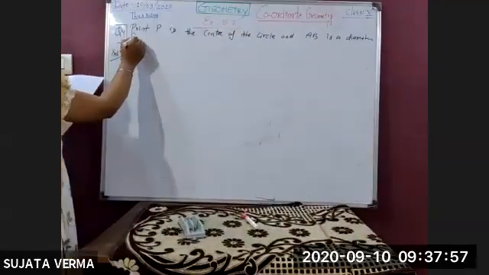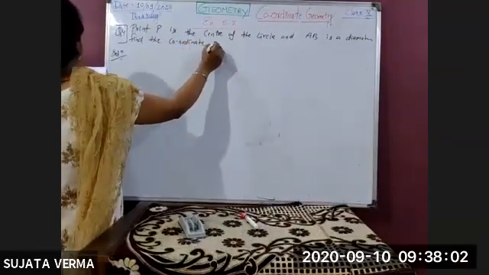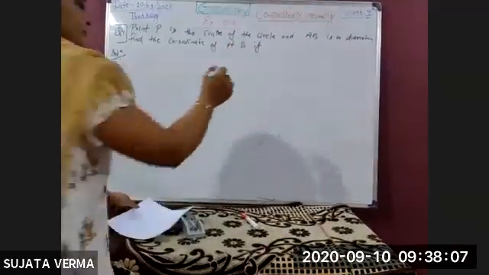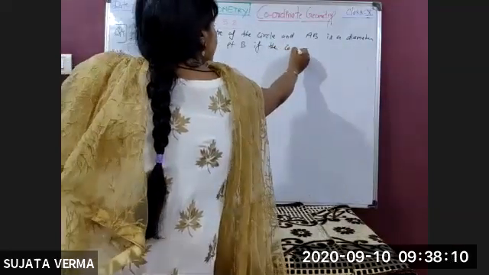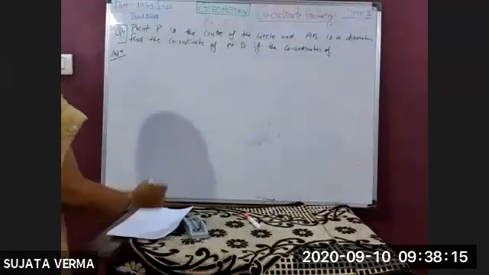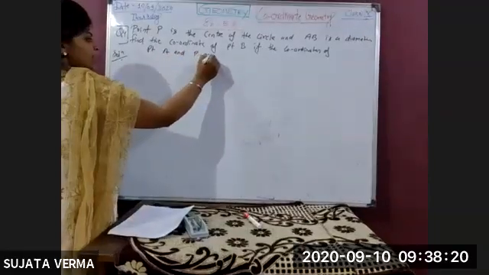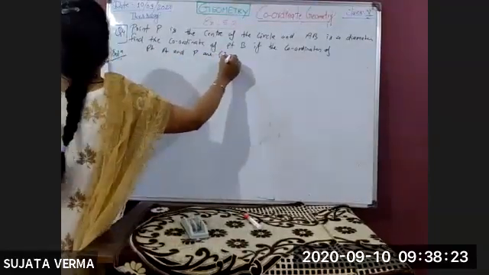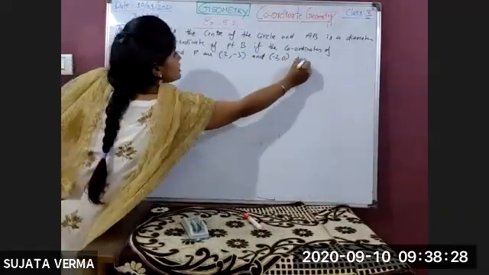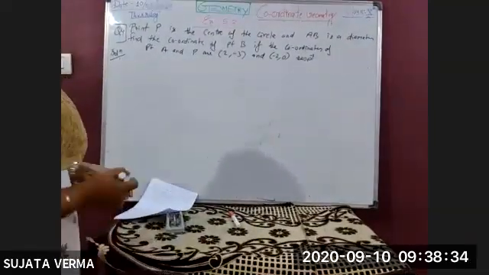Then find the coordinates of point B, if the coordinates of point A and P are 2, -3 and -2, 0 respectively. Okay. This question is again different.